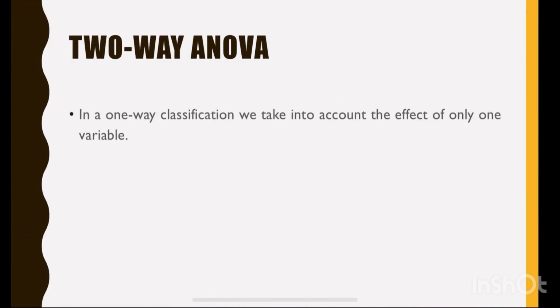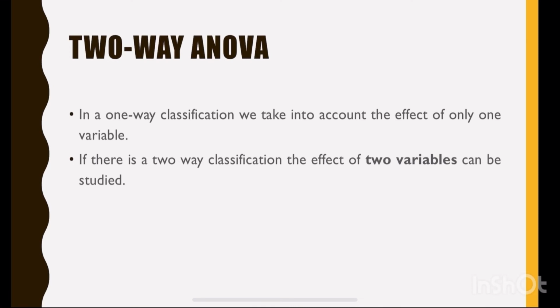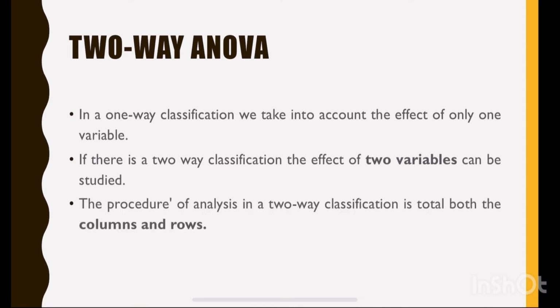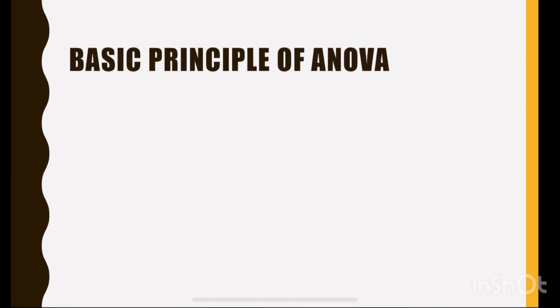Two-way ANOVA. In one-way classification, we take into account the effect of only one variable. If there is a two-way classification, the effect of two variables can be studied. The procedure of analysis in two-way classification is to total both the columns and rows.